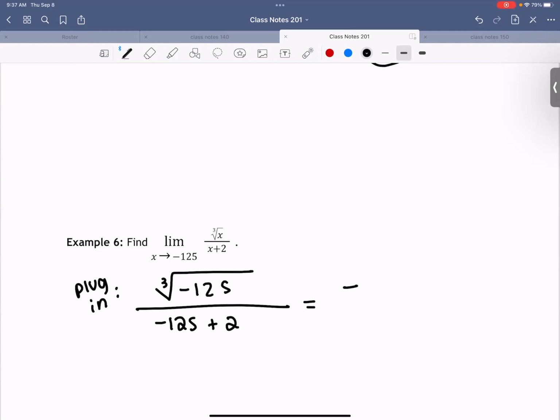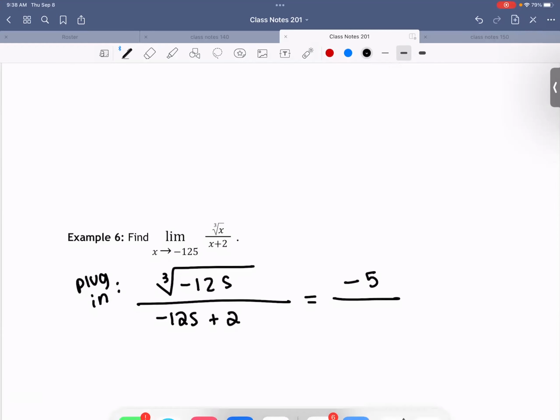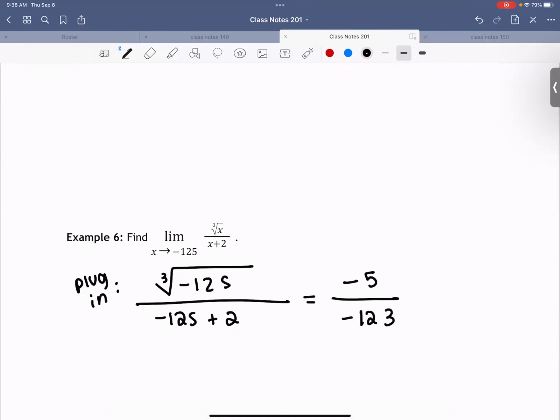What's the third root of 125? 5, good. Or 5, right? Okay, I'm not good at mental math, so gotta have you guys check me. It's actually, yeah, it's actually going to be negative. When we take an odd root of a negative, the negative stays as it is. Negative 125 plus 2 is negative 123, right? So we're left with 5 over 123. This is a type 1 limit where we just plug in and our answer is what we plugged in because there's no zeros. Okay, let's see if we have enough time for the next one.